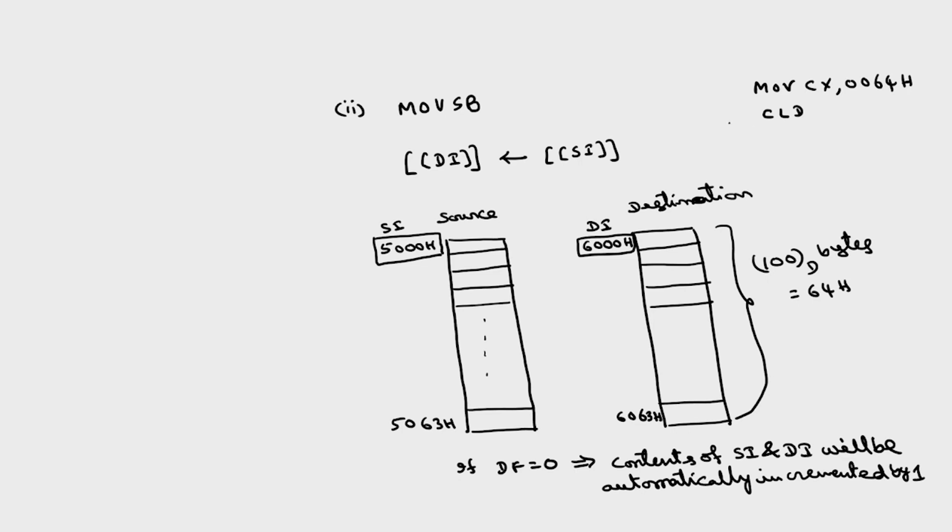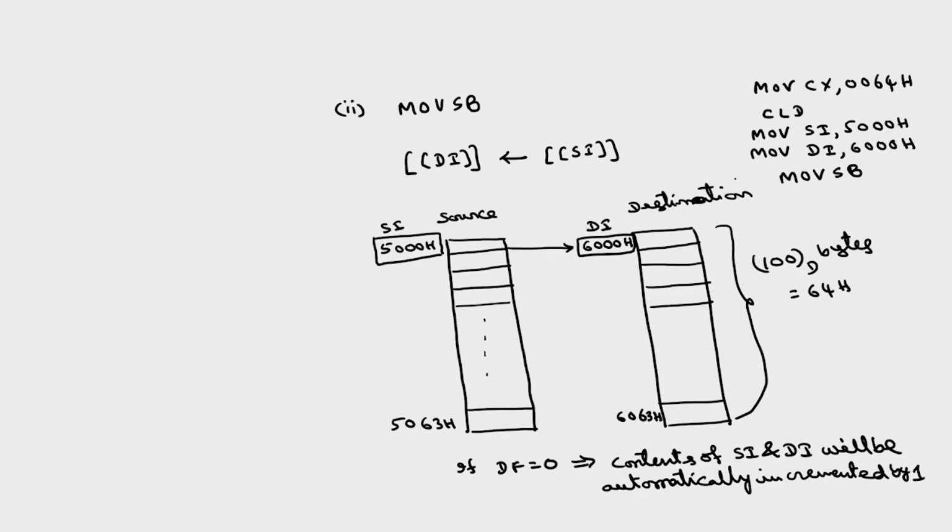Then we have to load: MOV SI, 5000H, MOV DI, 6000H. Then MOVSB, move string byte. If I write move string byte, this will execute only once. So, the contents of 5000 will be transferred to the contents of 6000.